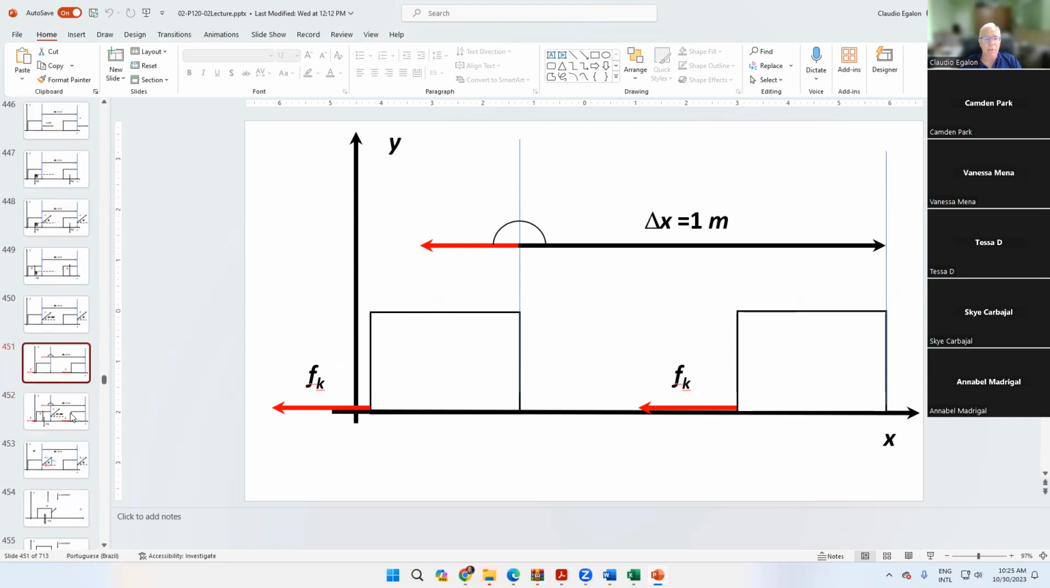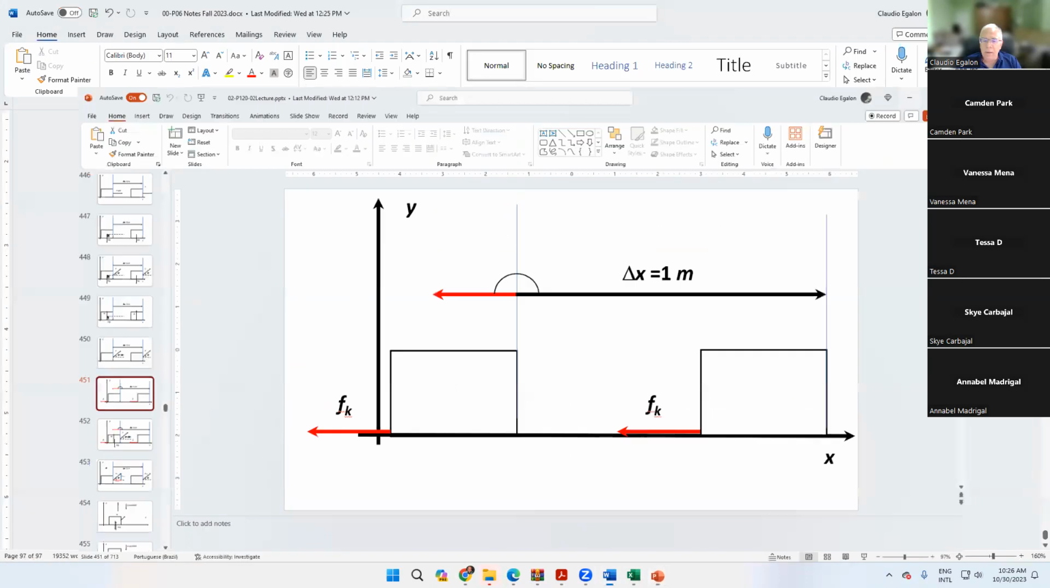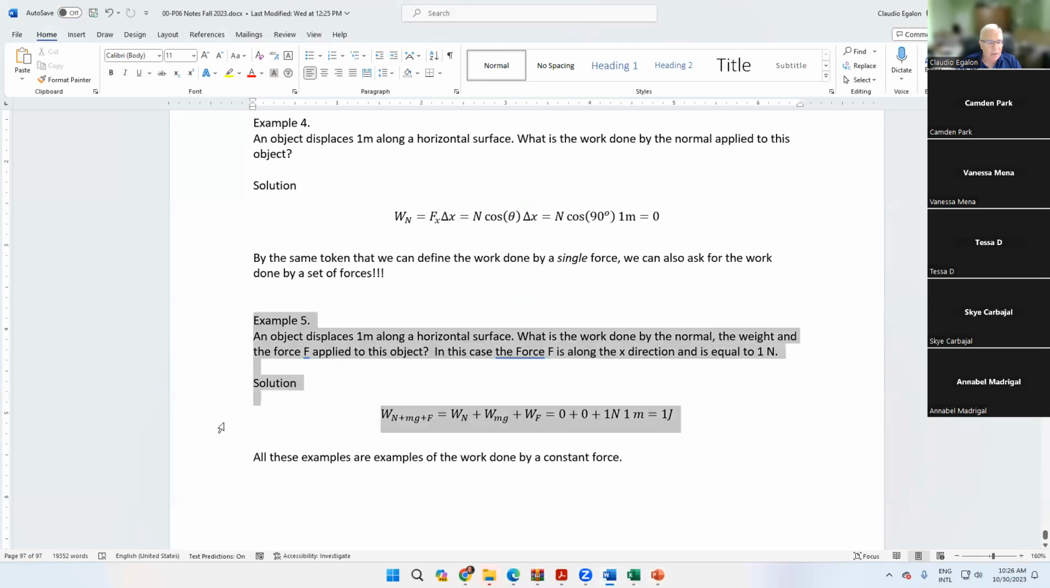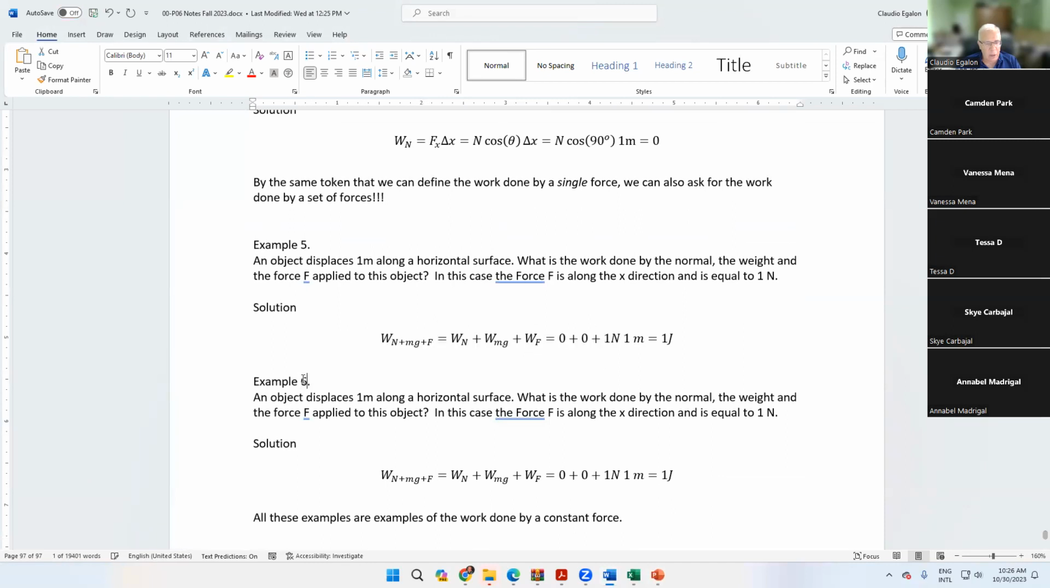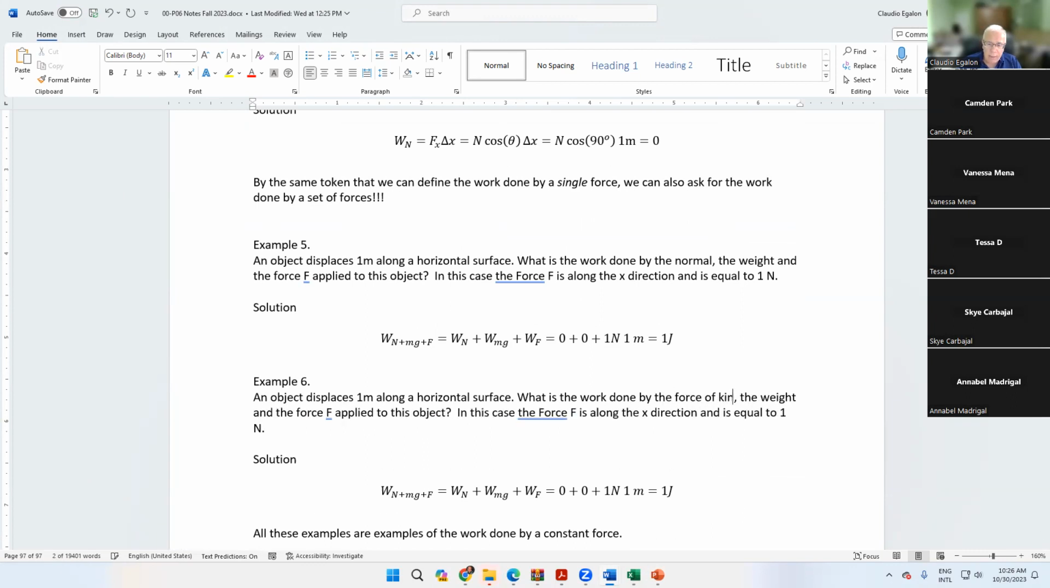Oh, and by the way, there's one more example. Let me give you this other example here. What about the work done by this force of friction? So let's do example 6. An object displaced along a horizontal surface. What's the work done by the force of kinetic friction that is equal to 1 Newton?